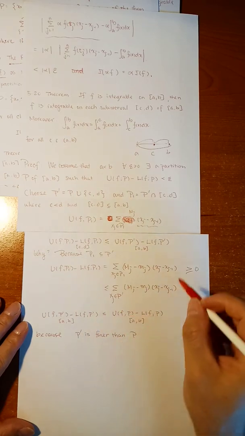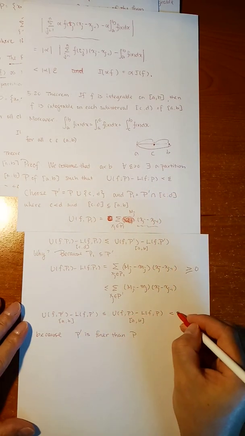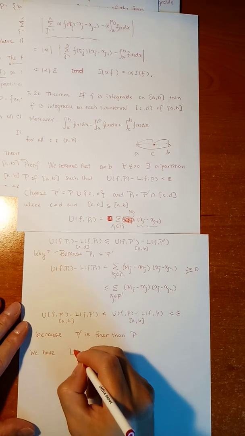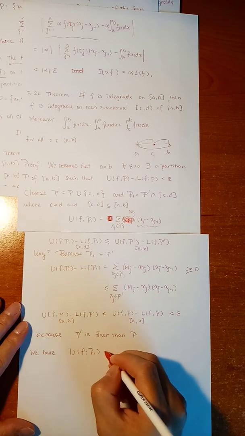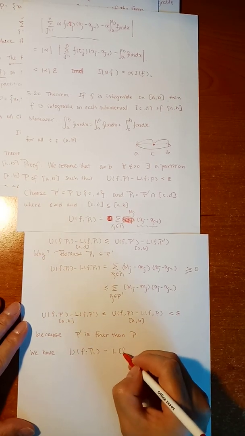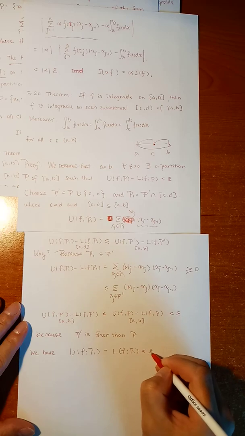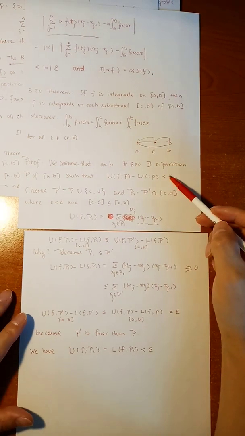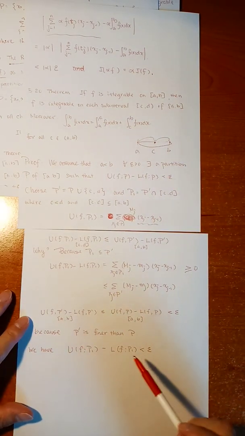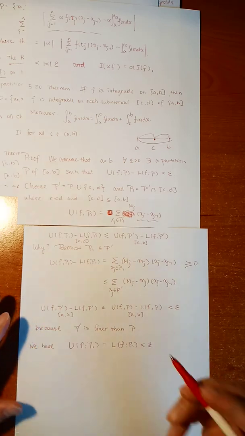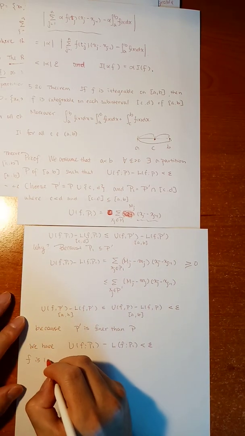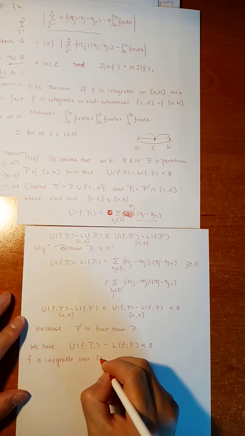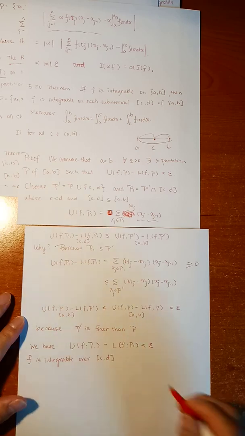And then this difference, remember where it is? Here. The difference is less than epsilon. So what do we have? The upper sum U(f,P1) minus the lower sum L(f,P1) is less than this, and this one is less than this one, which is less than epsilon. So for any epsilon, you can find a P1 such that this difference is less than epsilon. Then f is integrable over [c, d], an arbitrary subinterval.